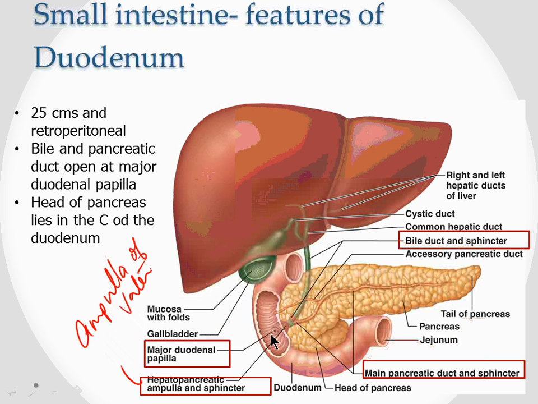If you look here, this projection is the major duodenal papilla. So right here, you can see this. Both these ducts are opening into the second part of the duodenum at this major duodenal papilla. And where they open, again, you need a sphincter to guard it. That area is guarded by a sphincter called the hepatopancreatic sphincter, also known as the sphincter of Oddi.